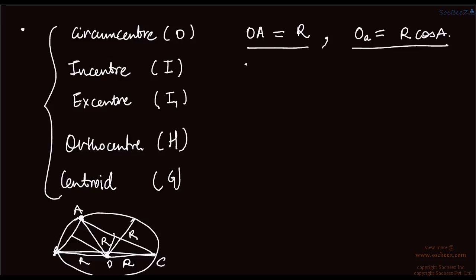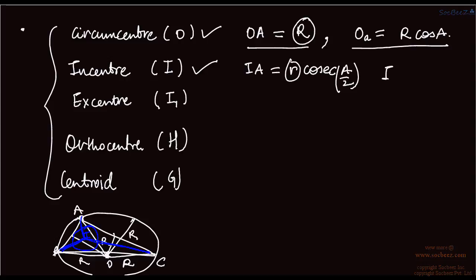Then the incenter, that means IA. What is the incenter? Let me mark it with blue. Let's say this is the incircle, and this is our incenter I. Then IA will be this, IB will be this, and IC will be this. What are the lengths of these? IA will be r cosec A by 2. Small r. Remember, if we are talking about the circumcenter, then capital R will come. If we are talking about the incenter, then small r will come.